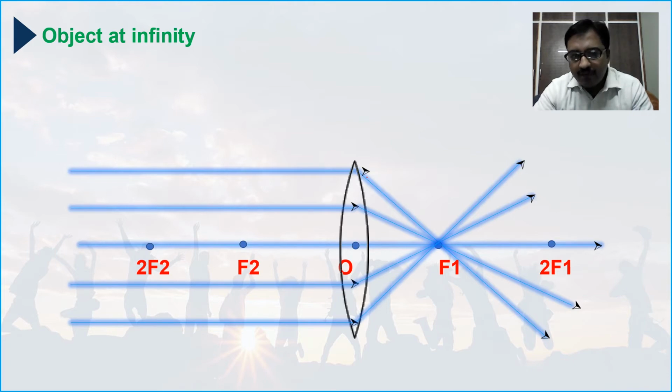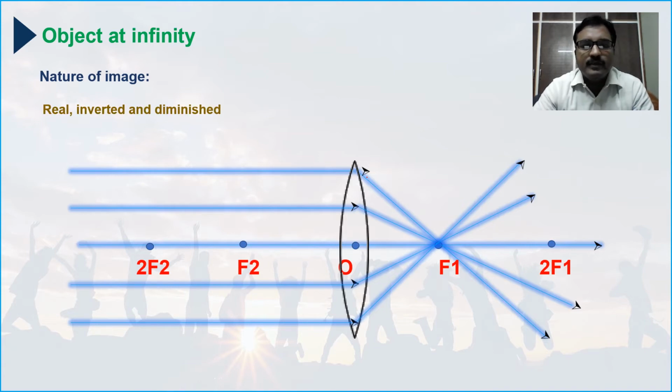Now where we find this intersecting point, there we are going to get the image. Here the image obtained is real, inverted and highly diminished, because most probably it is a pointed image. We can get the image on the screen, that is why it is a real image. And here it is inverted and real and highly diminished. These are the characteristics of the image when the object is placed at infinite distance.